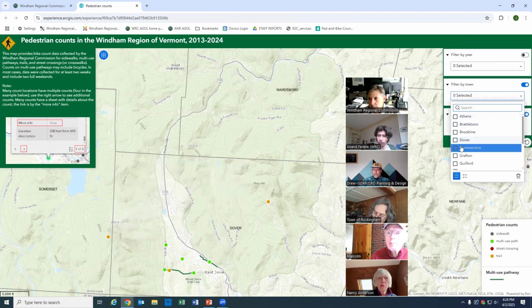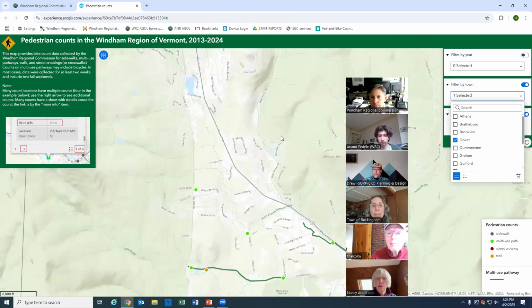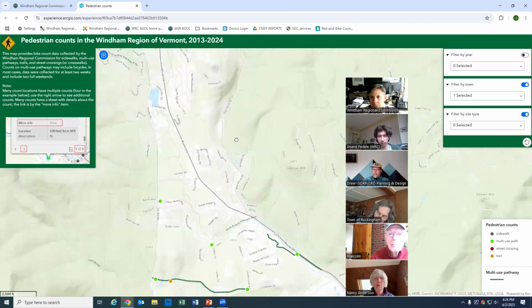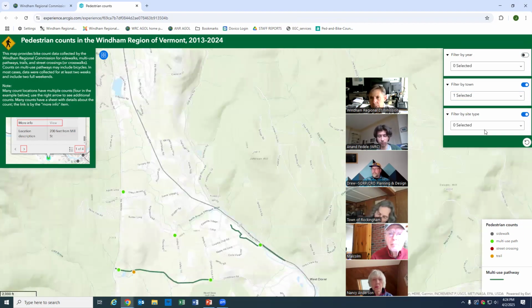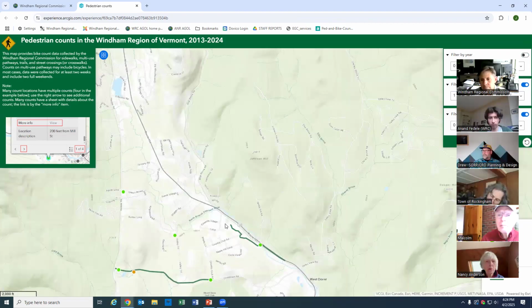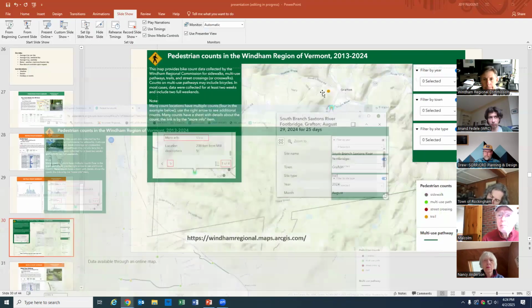You can filter by town. So we're in Dover. We can just zoom into the town of Dover itself, understanding that some of the data points are kind of hidden by the filters. You can filter by site type, all sorts of stuff on here. So just a quick demo of what our online maps look like.